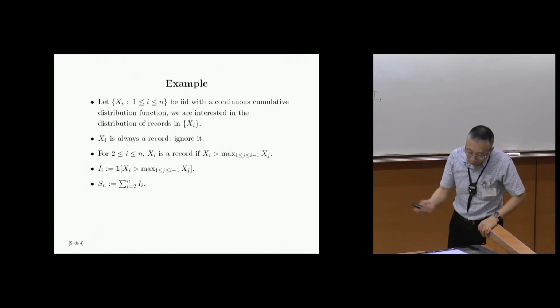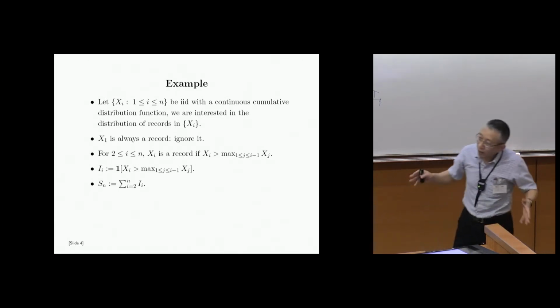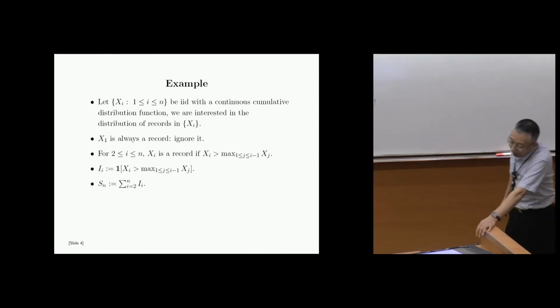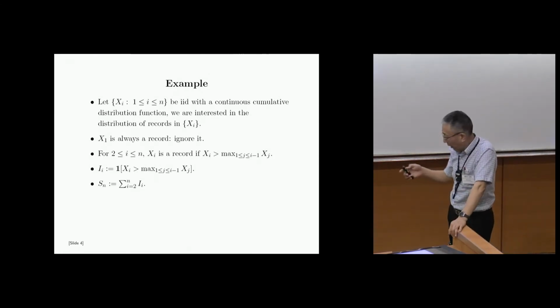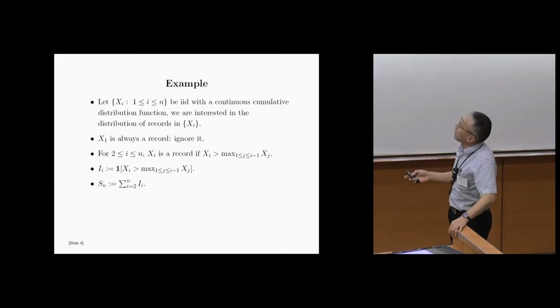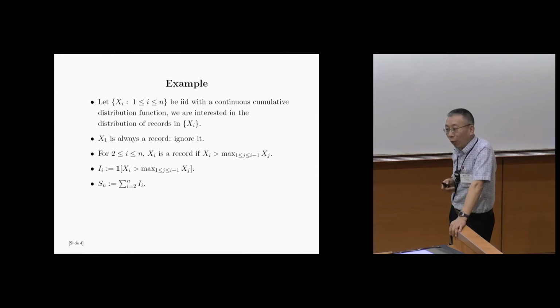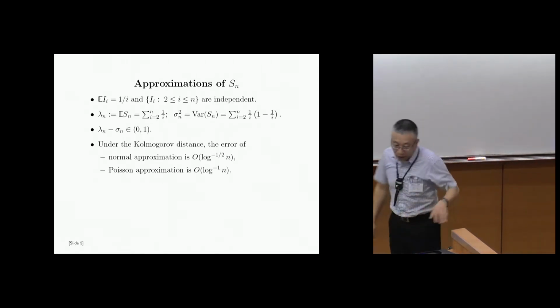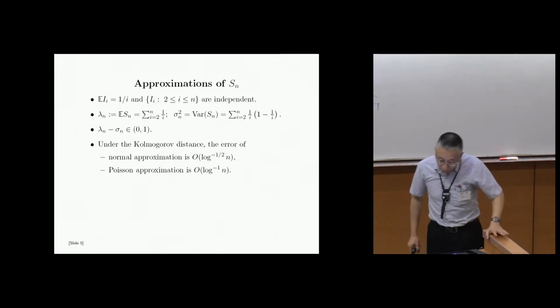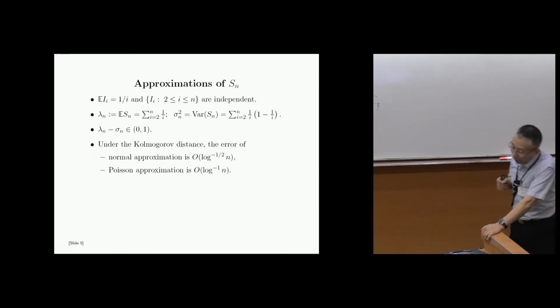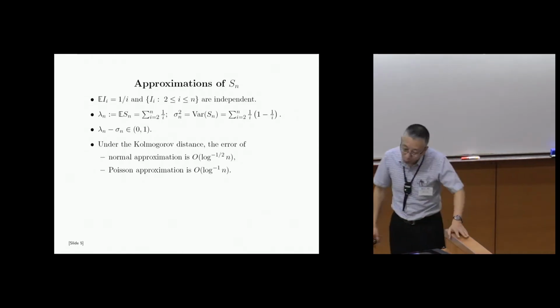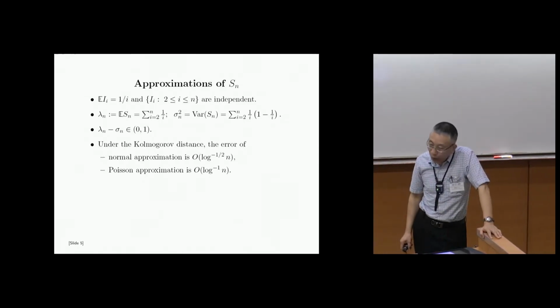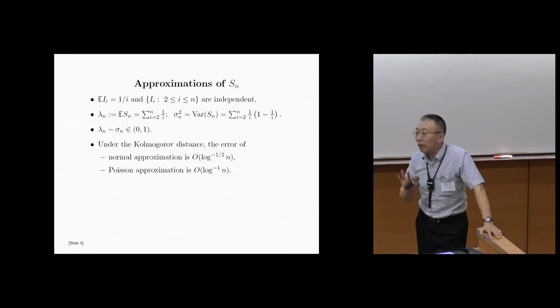So we look at this number of records in the sequence of IID random variables. And Sn here is the number of records in these n IID random variables. So this Sn actually is a boundary case where normality and Poisson can both be used. All right. Then if we look at approximations of this Sn, you will see lambda n is the mean of Sn, which is just the sum of 1 over i. And this sigma n squared is not far away from lambda n.